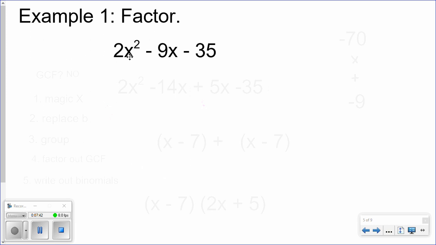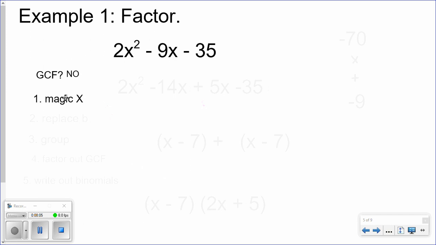Then I look at my x's. This one's got x squared, this one has x to the one, and this one has nothing. So they don't all have the same x's to give, which means there's no GCF. Remember, if you find something in common, they all must have it in common in order for you to take it out. So now I'm going to go ahead and factor it by grouping.